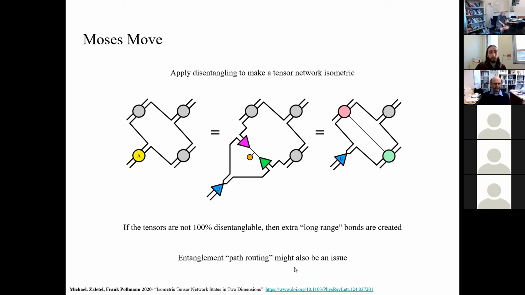And also the question of entanglement path routing is a bit of an issue. So here is a choice about whether this bond is larger or that bond is larger. It's effectively how much entanglement you send up versus right in your tensor network.